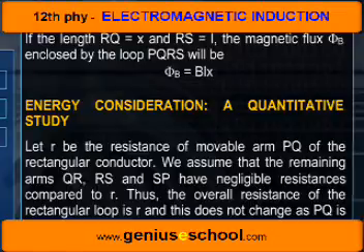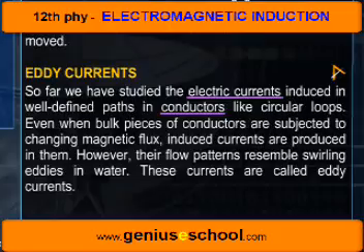Energy consideration, a quantitative study. Let R be the resistance of the movable arm PQ of the rectangular conductor. We assume that the remaining arms QR, RS, and SP have negligible resistances compared to R. Thus, the overall resistance of the rectangular loop is R, and this does not change as PQ is moved.